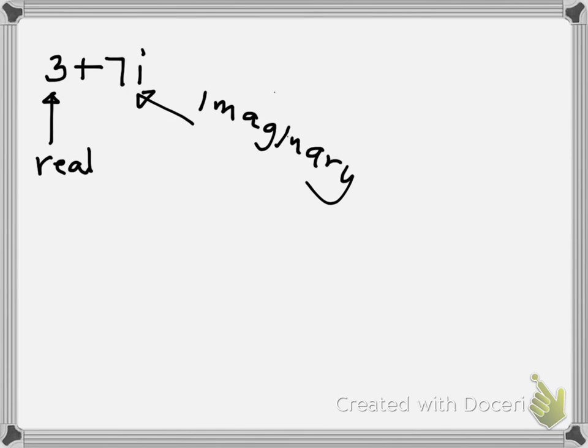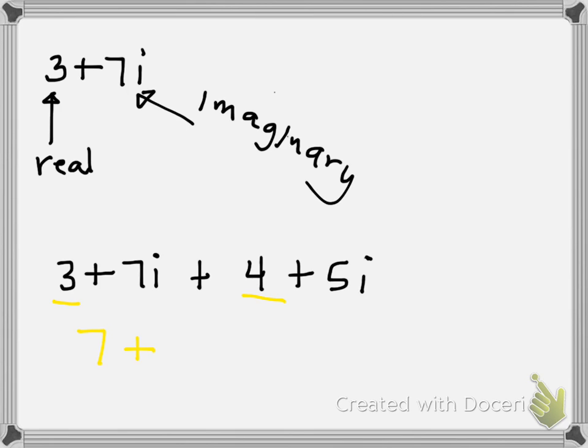So when you add and subtract complex numbers, if you had this, 3 plus 7i plus 4 plus 5i, when you add these together, you just add the real parts and get 7, and then you just add the imaginary parts and you get 12i. 7 plus 12i.